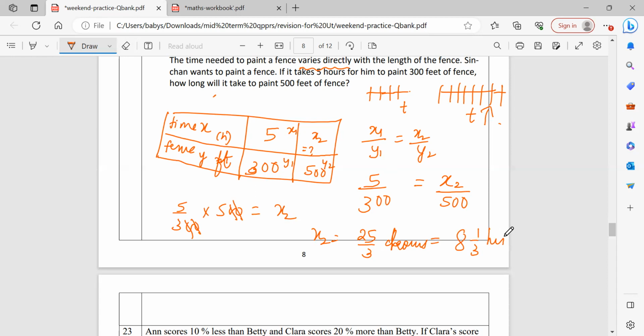Isn't it? So, see, for 300 feet of fence, it takes 5 hours. It's longer, no, for 500 feet. So if it is 500 feet, it will naturally take more time. And in this case, it will take 8 and 1/3 hours. 1/3 hour, you can write as 8 hours and 20 minutes, since 1/3 of 60 minutes is 20, isn't it? So, this is it.